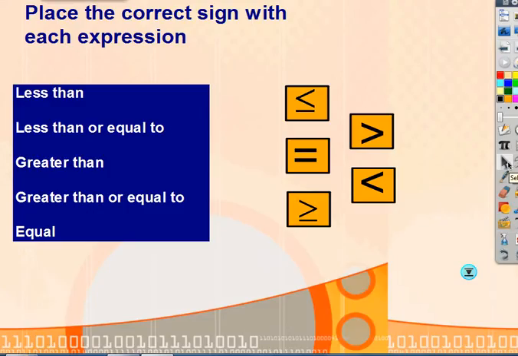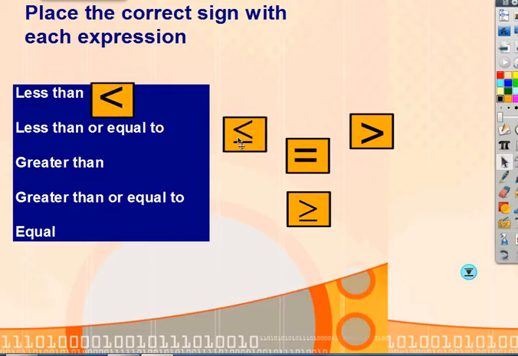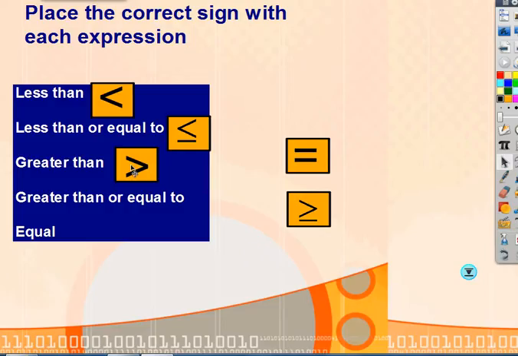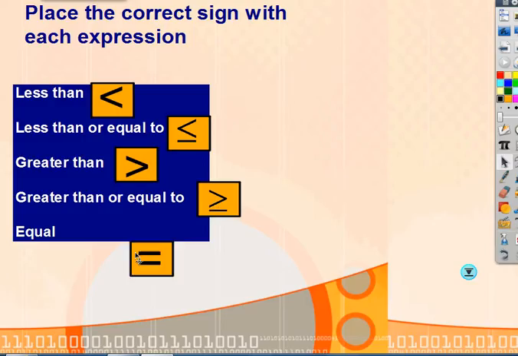We will match the following terms with the following symbols. Please copy down as I match. Less than, or equal to, greater than, or equal to, and equal.